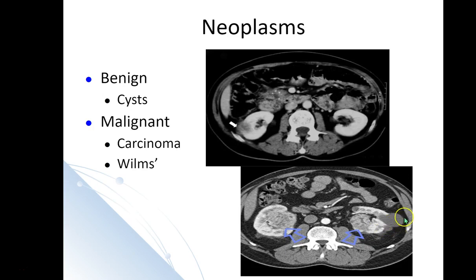Look at this. This does not have blood flow. That is likely a cyst. There's no white in there. There's no contrast getting to that. So that is how radiologists often differentiate between tumors and cysts. They look for blood flow. Okay, and you can see the patient here has a large tumor in their right kidney as well.